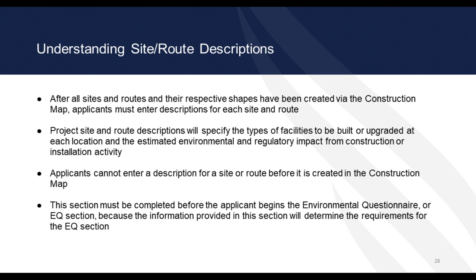Project site and route descriptions will specify the types of facilities to be built or upgraded at each location and the estimated environmental and regulatory impact from construction or installation activity. Applicants cannot enter a description for a site or route before they create it in the construction map. And this section must be completed before you begin the EQ section because, again, information provided here will determine the requirements for the EQ section.